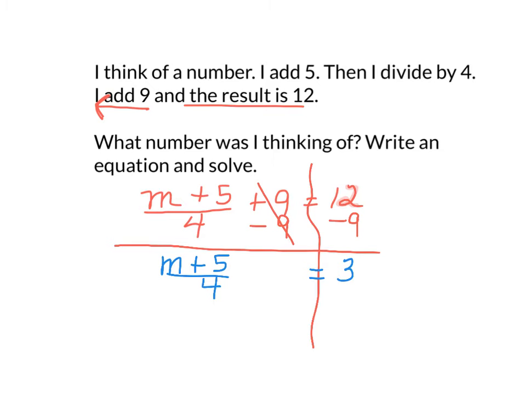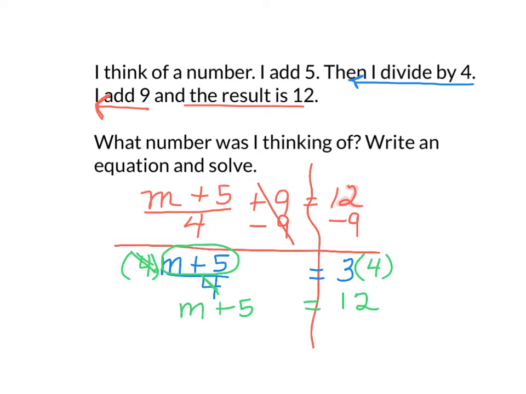Okay, so I undid the adding by 9. Now I'm going to undo this step, again going in reverse order. Undo the divided by 4, and the opposite of divided by 4 is times 4. So I'm going to write a little dot, or I could do parentheses, times 4 on that side and times 4 on this side. And again, what happens here is this whole thing is now times 4 and divided by 4. Now it's just multiplied by 1, which leaves me just m plus 5. On the right, I have 12. 3 times 4 is 12.